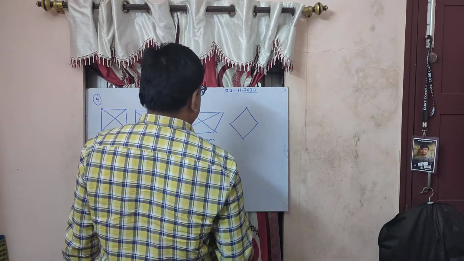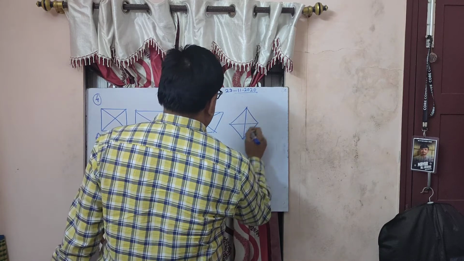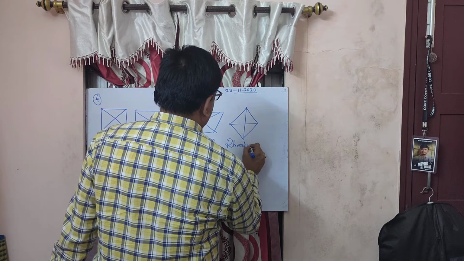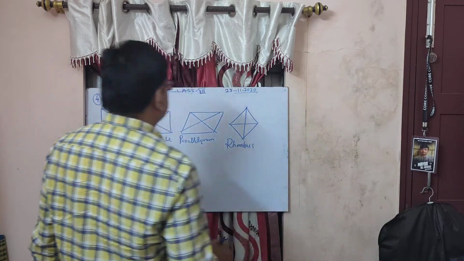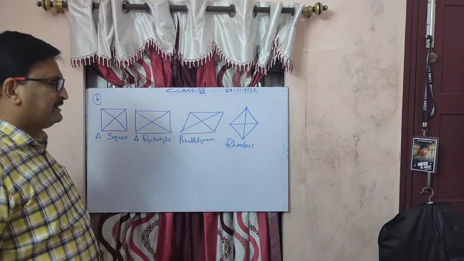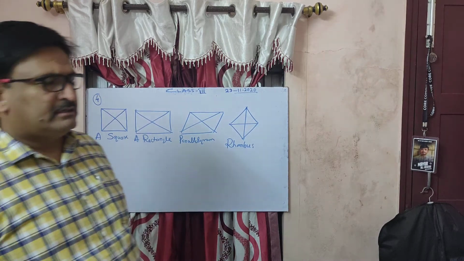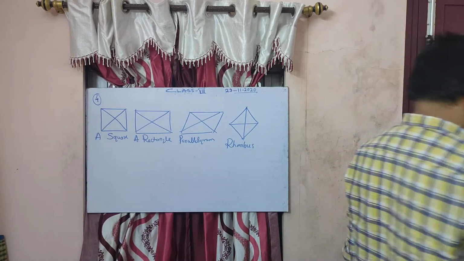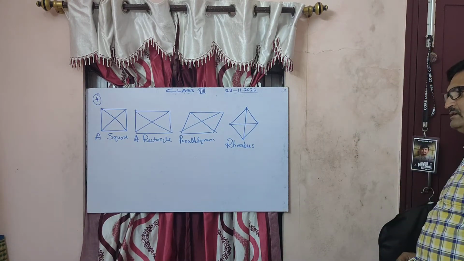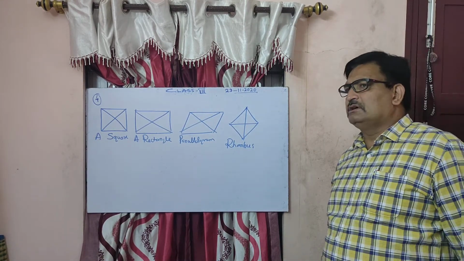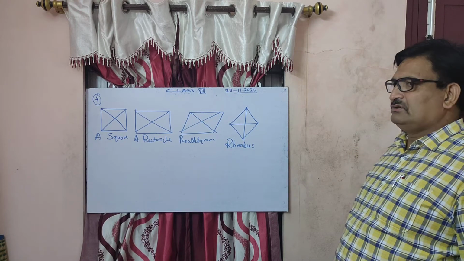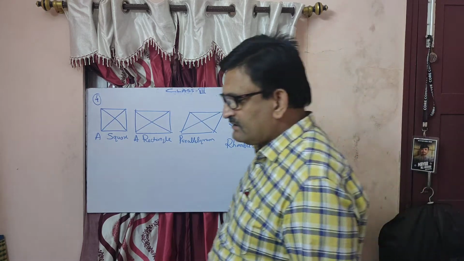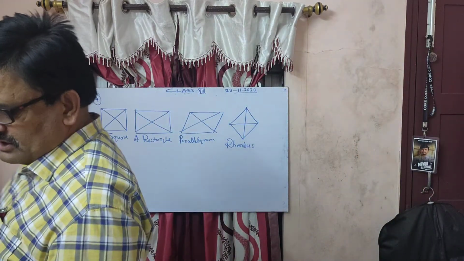The fourth one, what is this? Rhombus. In a rhombus also, diagonals bisect each other. You can look into the properties of these quadrilaterals. All these four quadrilaterals have their diagonals bisect each other.